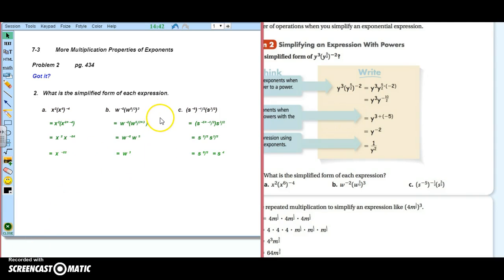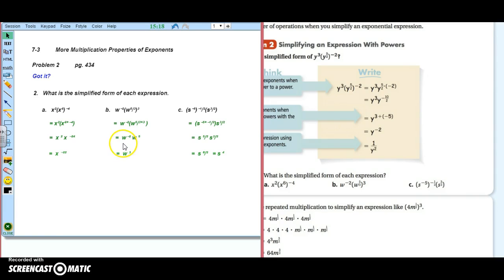Part B says w to the negative 2 power times (w to the 5/3 power) raised to the 3. Again, the 3 is outside the parentheses, so it only goes with what's inside the parentheses. So the w to the negative 2, we're going to bring that down and deal with that later. The w to the 5/3 to the third gets multiplied together, so 5/3 times 3 over 1 would be 15 over 3, which is 5.